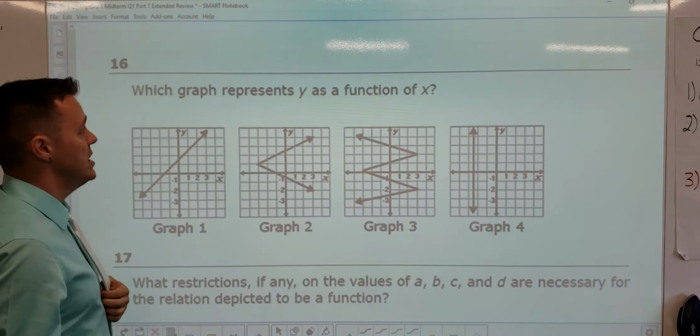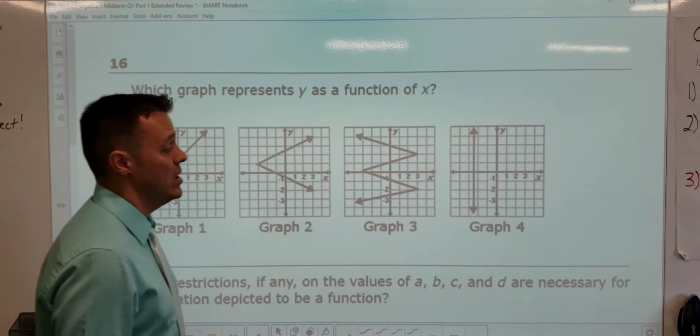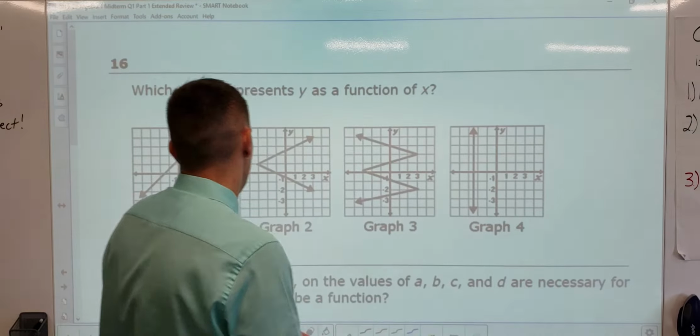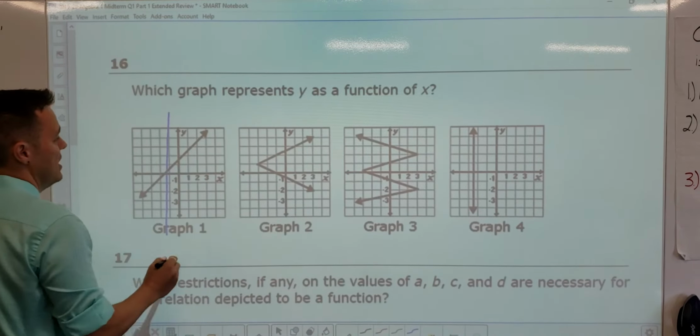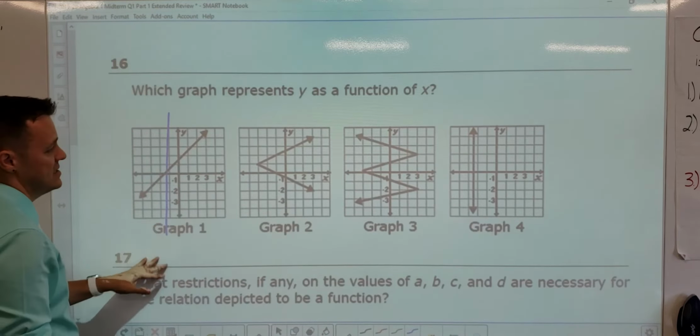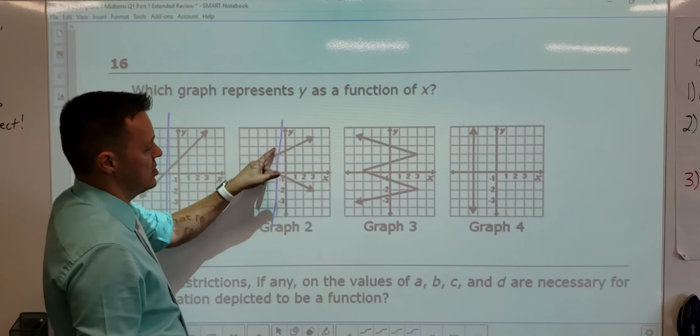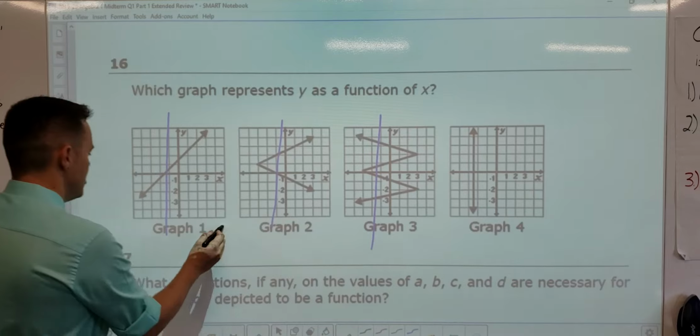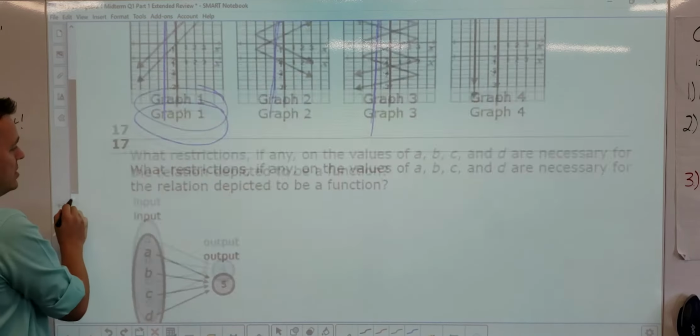16, which graph represents a function? We have talked about what a function is. A function passes the vertical line test. So what you do is you start drawing lines on this. Does that pass the test? Yes. That, no, because it crosses it more than once. That's a no, and that is a vertical line. So your answer is graph 1.